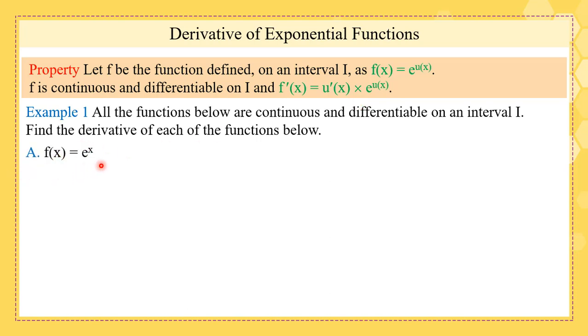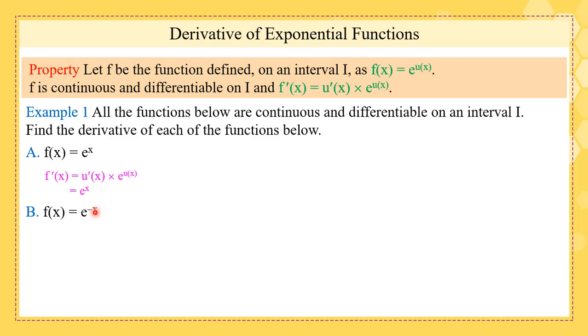When f of x is e to the power x, its derivative would be, we leave it as it is and we multiply it by the derivative of the exponent, and in fact the derivative of x in this case is 1, so f prime would be e to the power x. So the derivative of e to the power x is e to the power x, itself.